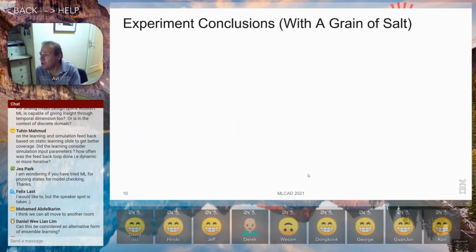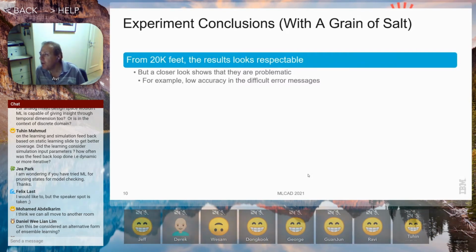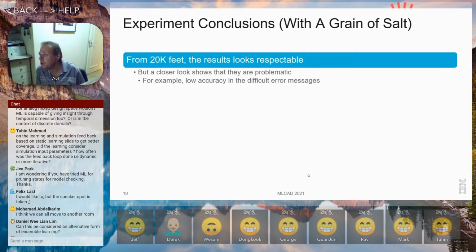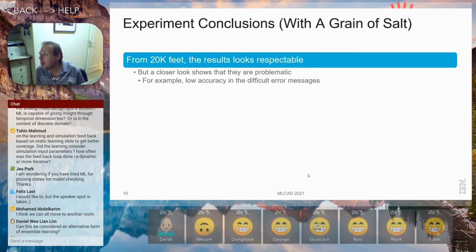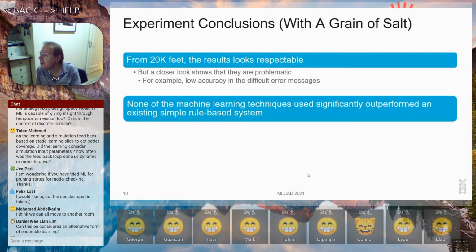So what are the immediate conclusions from that? Well, first of all, if you look at the results from high above, they look respectable. It's not great results, but it's not bad results. But if we take a closer look, we see that actually the results are not that good. For example, we have low accuracy in the difficult error messages, where it's important and hard to do the triage.